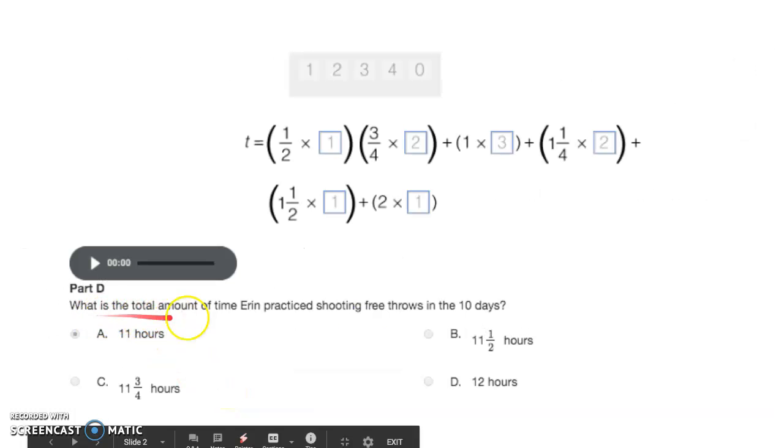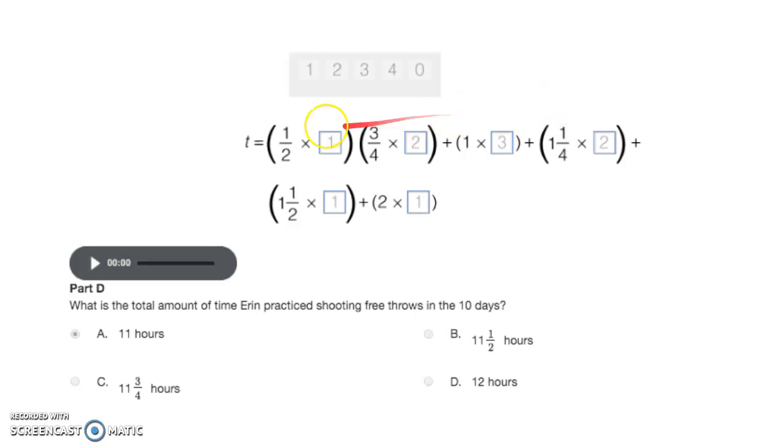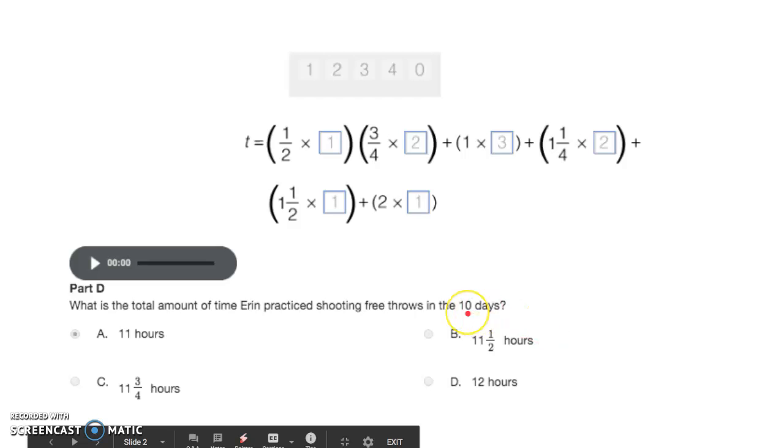For this one, again, they said, what is the total amount of time Eric practiced shooting free throws in 10 days? A lot of people were able to fill this out correctly. They saw that 1/2 was represented once, so they multiplied it by 1. They saw 3/4 was represented twice, multiplying by 2. 1 was represented 3 times, so they multiplied by 3, and so on. But then to find the total amount, you had to find, well, what is this answer? All right, so the correct answer to this, when you did 1/2 times 1, 3/4 times 2, 1 times 3, and so on, you got 11.5 hours. This was the correct answer, 11.5 hours.